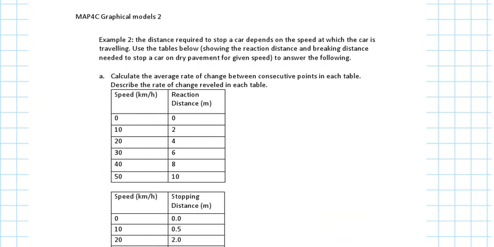The distance required to stop a car depends on the speed at which the car is traveling. Use the tables below showing the reaction distance and braking distance needed to stop a car on dry pavement for a given speed to answer the following. Calculate the average rate of change between consecutive points in each table and describe the rate of change revealed in each table.